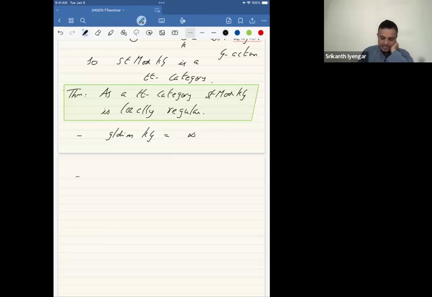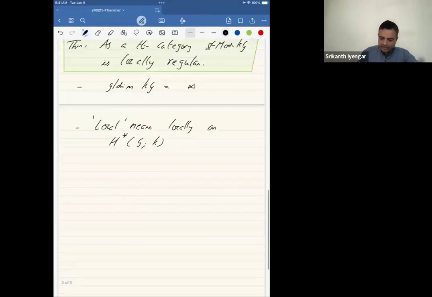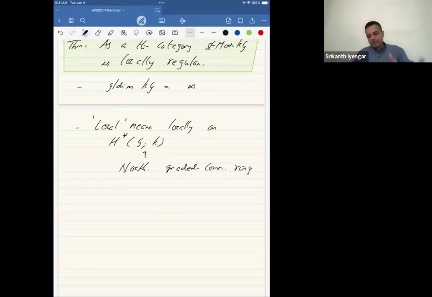And the key point here is that it's local, and it's local with respect to the spectrum. Local here means locally with respect to the action of the cohomology ring of the finite group. This is always graded commutative, but this is also Noetherian. So this is a Noetherian graded commutative ring, a finitely generated K algebra. And it's local with respect to the action of this cohomology ring. And as I said, I will clarify what this means.